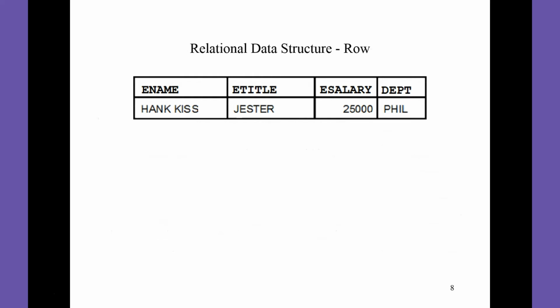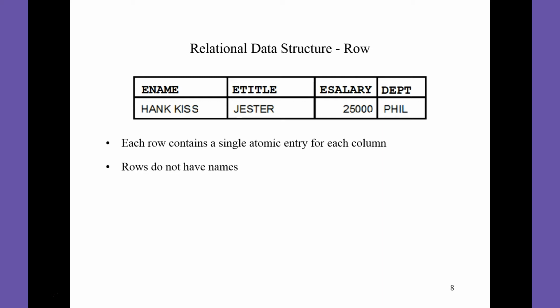Take a look at a row. Each row reflects some individual entity instance in the model world. Each row contains a single atomic entry for each column. Rows are not given names, and the rows are unordered within the table.